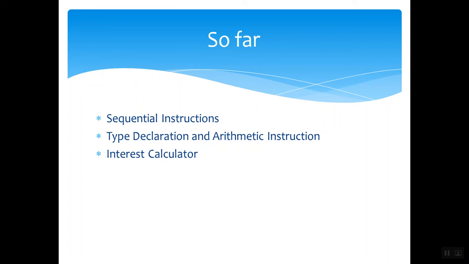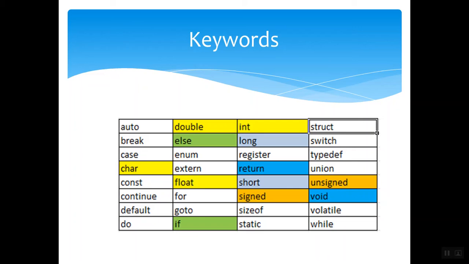And so far we have learned about sequential instructions, type declaration and arithmetic instructions, and we also created an interest calculator in our previous sessions where we implemented type declaration and arithmetic instructions. We also learned about keywords related to type declaration like char, float, double, int, and we also learned about size modifiers of these variables like short and long, and some keywords related to functions like void and return.